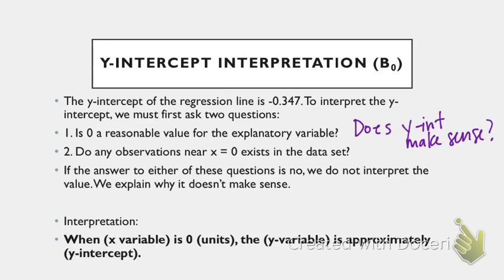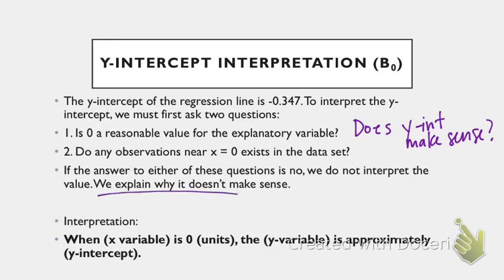So let's think about our example, and we're about to do this in interpretation, but I will give you an example of why it doesn't make sense. Our y-intercept in this instance is a negative number, negative 0.347. What that's saying is when my bill is $0, I'm going to tip negative 34 cents. That does not make sense. So I would write that the y-intercept doesn't make sense because, one, you don't have a bill that's $0, unless, I guess, you order water, but you can't tip negative cents.